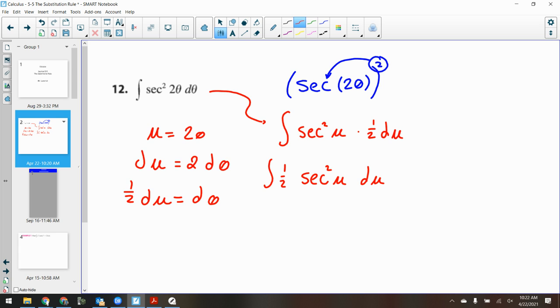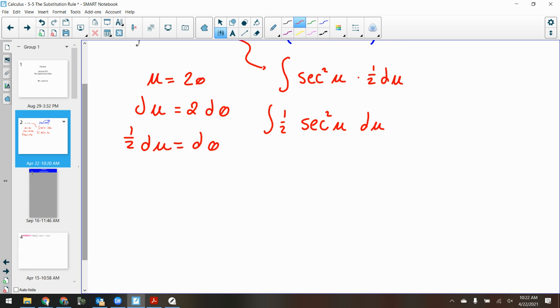And now we just have to know what the integral of secant squared is. Question: is it fine if we put that 1/2 on the outside? Yep, actually the book uses that notation. The book brings all constants out front. I like to leave them in. You can bring them out front. Doesn't really matter. All right, so we got 1/2 secant squared u du.